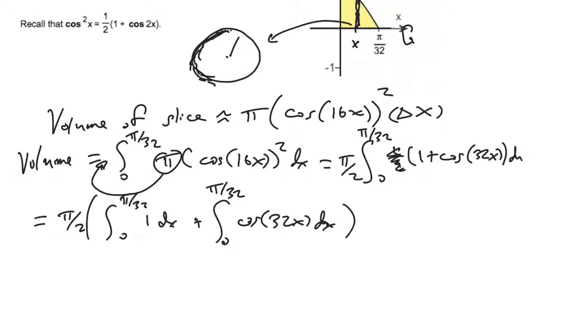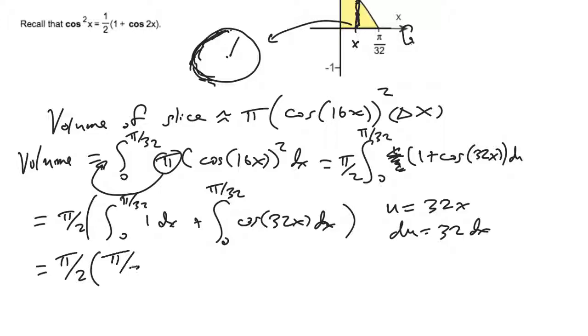So the first integral is easy. The integral of 1 is easy. To deal with the cosine of 32x, I'll use a simple substitution of u equals 32x, which means du is 32 dx. And so I'll have my pi over 2 still sitting there. I'll go ahead and do this integral. The antiderivative of 1 is x, evaluated between these two values, which just gives me pi over 32. And then I have this integral to do by substitution.